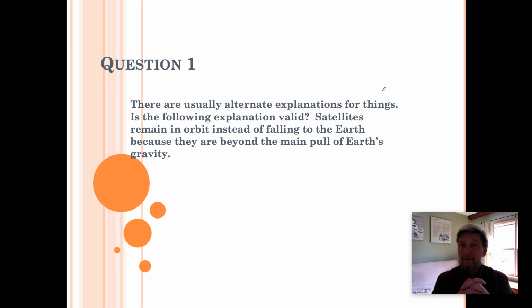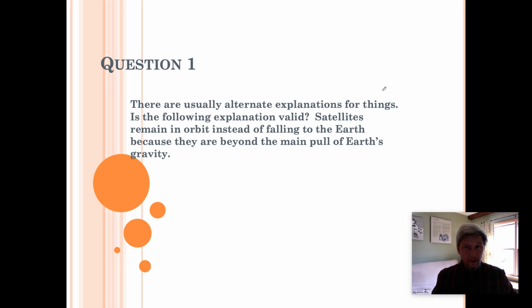For those of you who said false, you are correct. This is not true. As a matter of fact, according to Newton's law of universal gravitation, it doesn't matter how far apart two objects are in the universe, they will still have a gravitational pull. And so, therefore, the answer is no. They are not beyond the main pull of Earth's gravity.